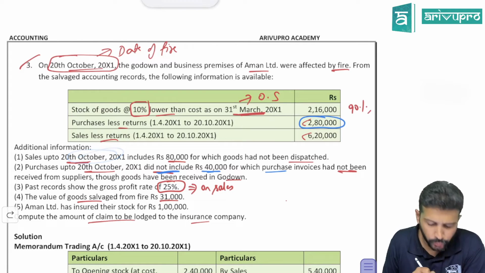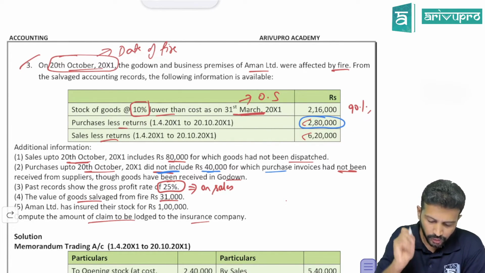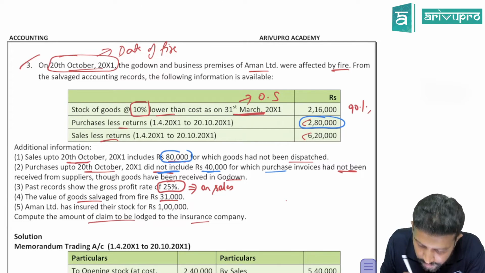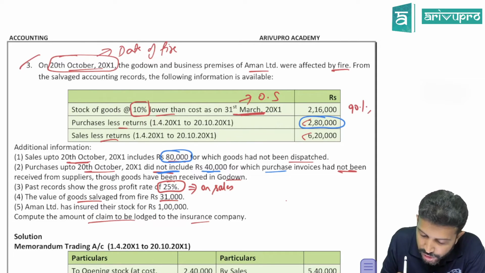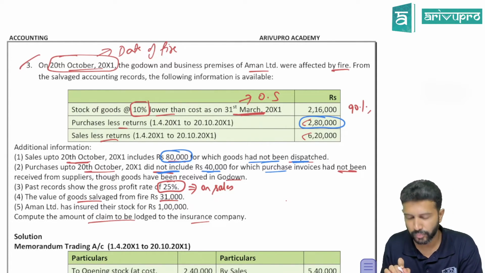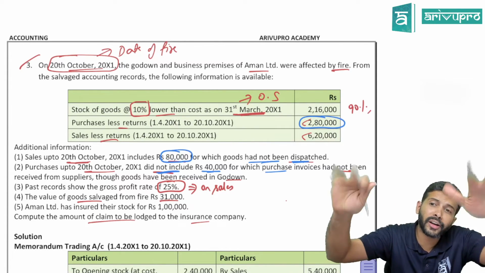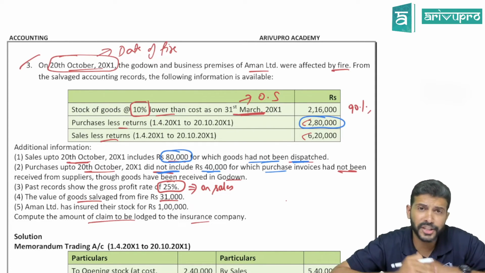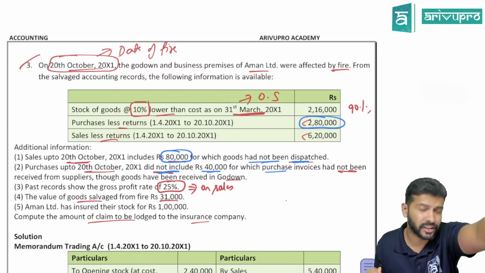Sales up to 20th October. Sales up to 20th October means this 6,20,000 that they are saying includes 80,000. That sale includes 80,000 for which goods had not been dispatched. Did we send the goods? No. But the invoice we have already raised. Since we have already raised the invoice, we have accounted it as a sale. That is what they are saying.